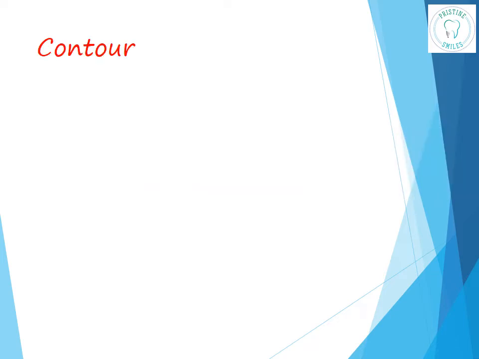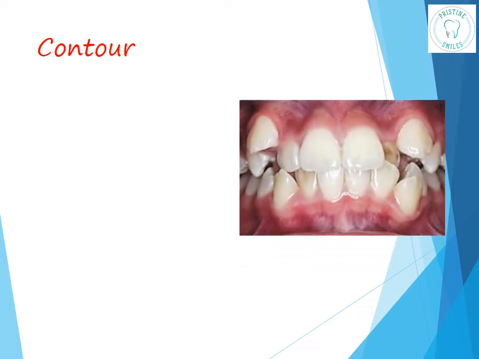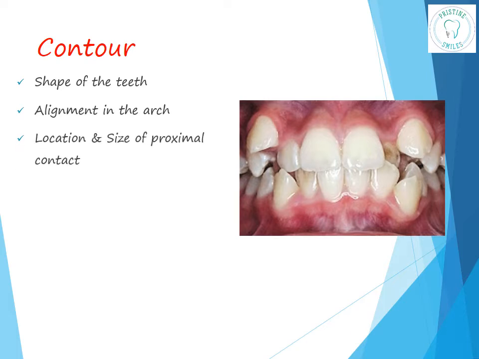The contour depends on 4 things: shape of the teeth, alignment of the teeth in the arch, location and size of the proximal contact. That is, if the teeth have a contact point, then the interdental papilla will be pointed or slightly rounded. If there is a diastema or a space present between the teeth, then the interdental gingiva will be flat or saddle shaped. The contour also depends on the dimensions of the facial and lingual gingival embrasures.